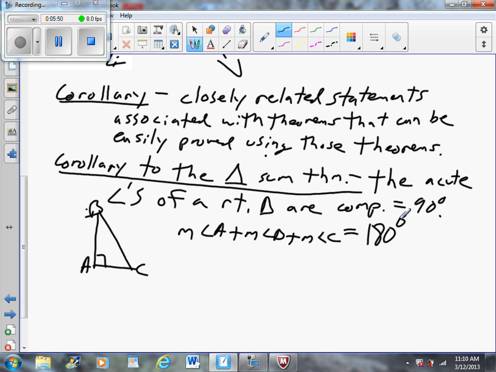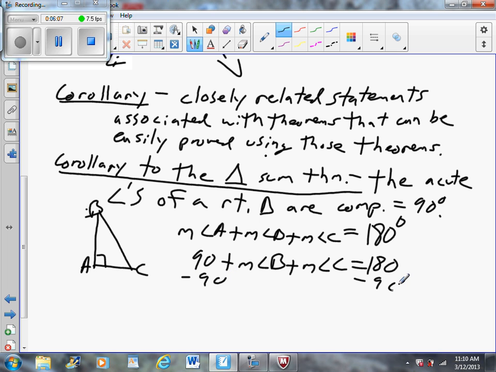Now, what do we know about angle A? It's 90 degrees. So let's rewrite this equation: 90 plus the measure of angle B plus the measure of angle C. Now let's subtract 90 from both sides, right? Using a little bit of algebra here, that's basically the proof.